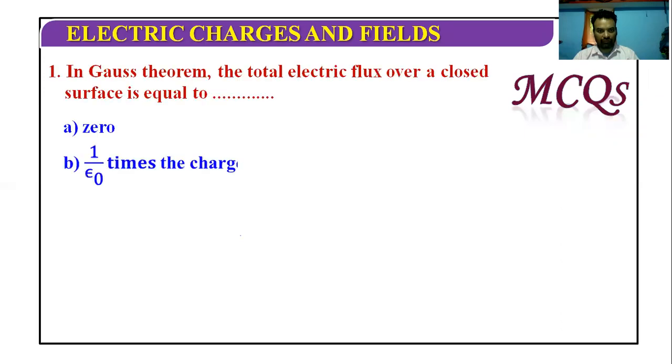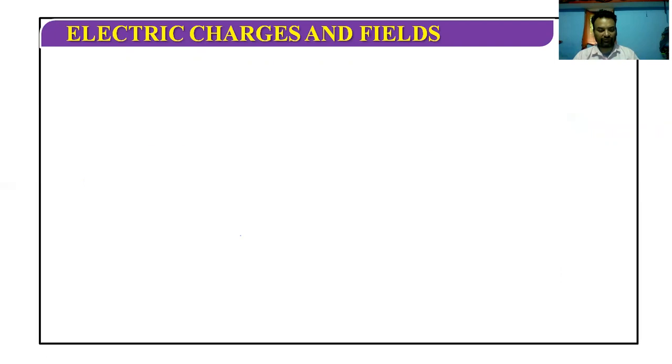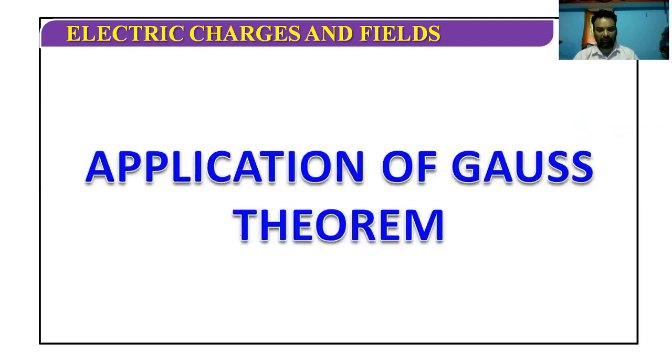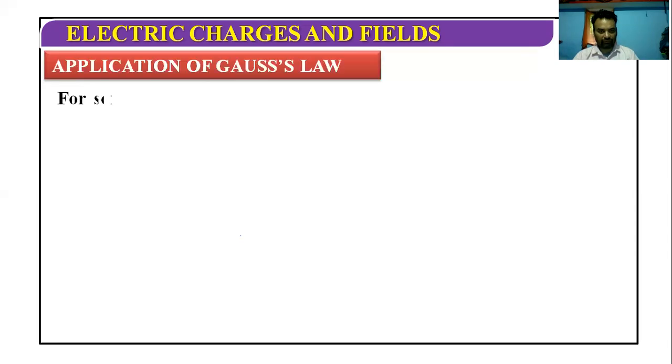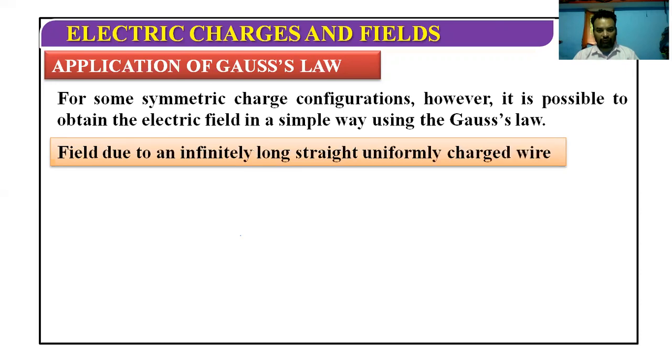So in my previous lecture we discussed already these questions. In Gauss theorem, the total electric flux over a closed surface is equal to 1 upon epsilon naught times the charge enclosed within the surface. Now, today's lecture is the application of Gauss theorem. So from some symmetric charge configuration, how it is possible to obtain electric field in a simple way using the Gauss law. So if we have a symmetric charge distribution, then it's very easy and convenient to find out electric field with the help of Gauss law.